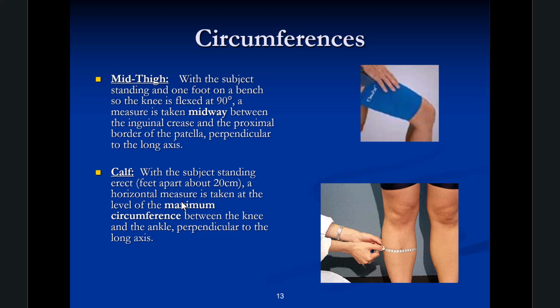If you standardize that and get the measurement, it should be pretty consistent. Mid thigh, you want to bend the knee at 90 degrees, and then midway between the top of the patella and the crease at the hip, the inguinal crease. And then for the calf, it's just the maximal circumference of the calf region.